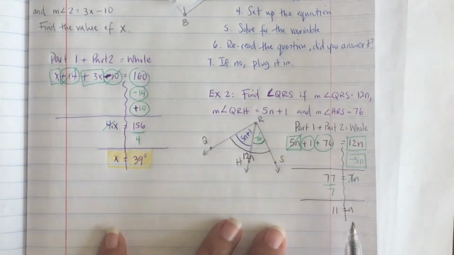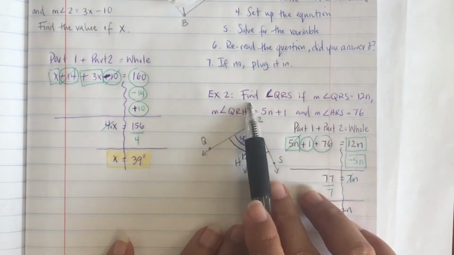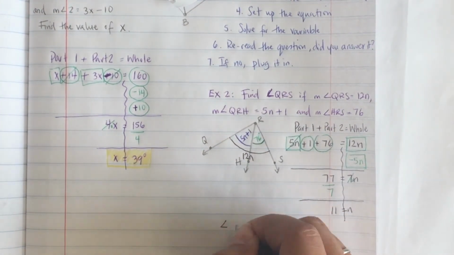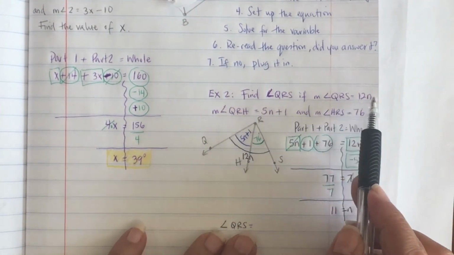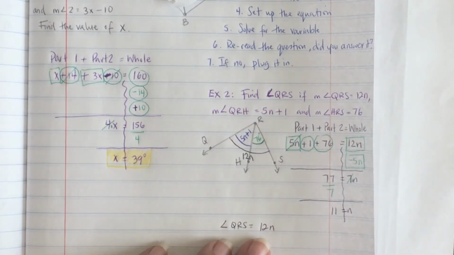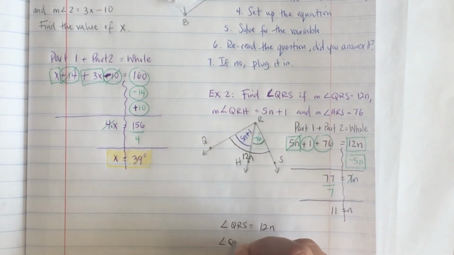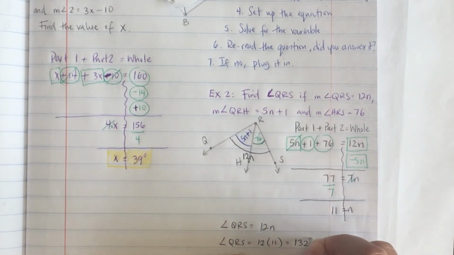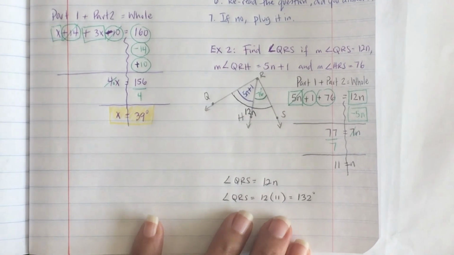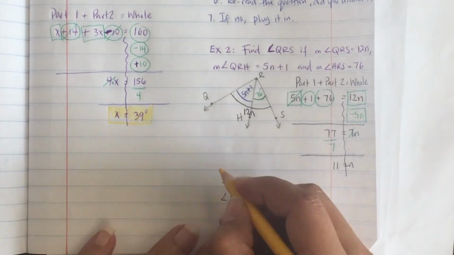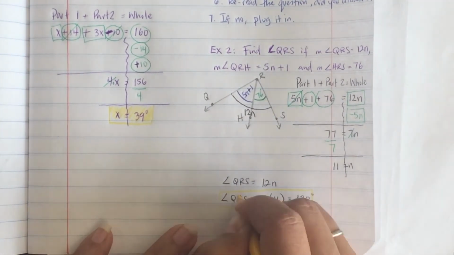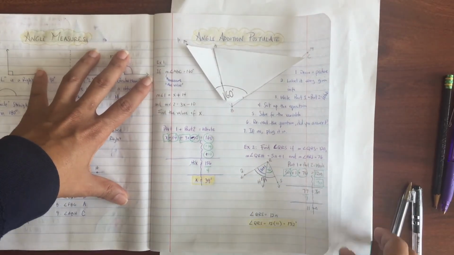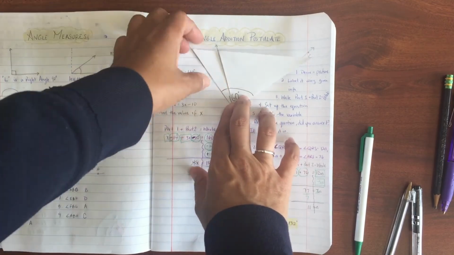Now be very, very careful, because they always try and trick you. Reread the question. Did you answer the question? No, because it wants angle QRS. So angle QRS is equal to 12n. Now that we know what n is, all you have to do is plug it in. So angle QRS is 12 times 11, which is equal to 132. So again, if you did not finish the question, go ahead and plug it back in. You must read the question in geometry after you finish the math, just to make sure you did answer it. Okay, and that's pretty much all there is to it. Alright, let's practice.